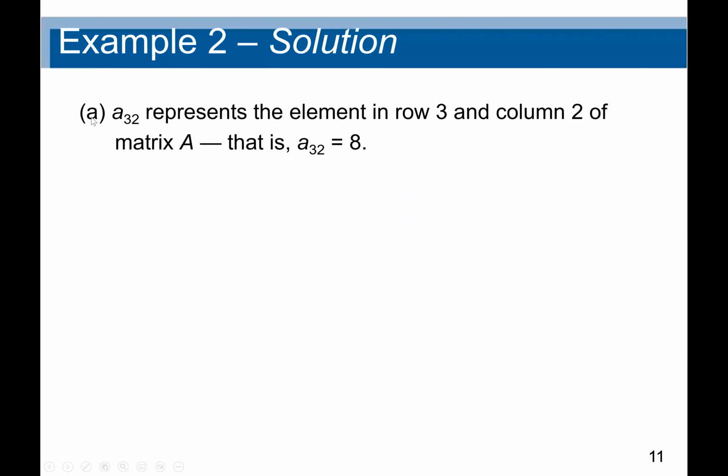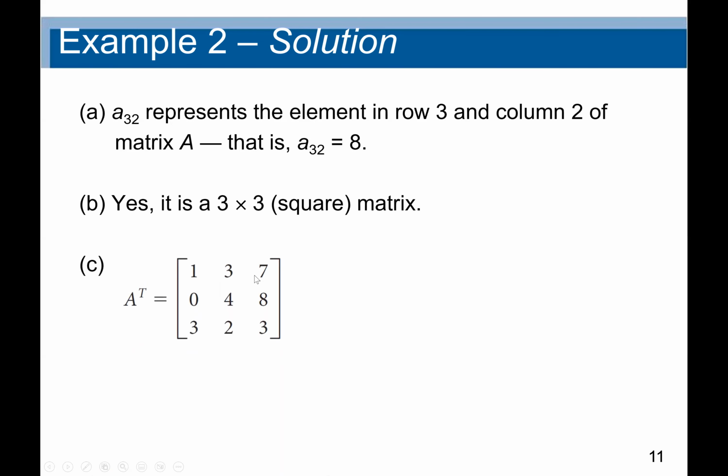So that's the A, and the first answer, the element A, 3, 2, the answer will be 8 because 8 is in the third row, second column of matrix A. Then B, we say yes, the matrix A is a square matrix. Actually, both of them are square matrix and the size is 3 by 3. Then we find the transpose of A. Previously, matrix A, the first row is 103. So we change it to a column. Every row are changed to column, or every column is changed to a row.